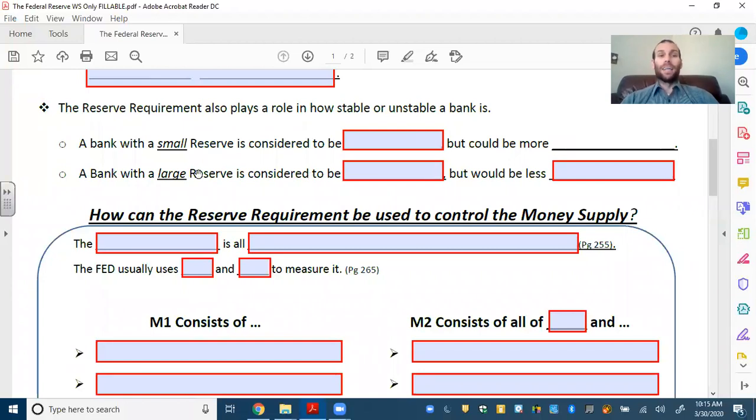However, if a bank has large reserves, then it's going to be considered to be more stable because now it's holding on to more money. So if more customers try to take their money out, it can dip into their larger reserves, give that money out to people, and therefore they'll be able to more likely remain in business and not go bankrupt. However, if they're holding on to more money and not lending as much out, they would be less profitable. So it's a give and take.